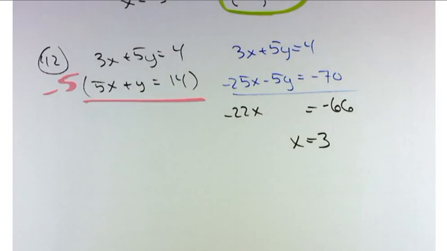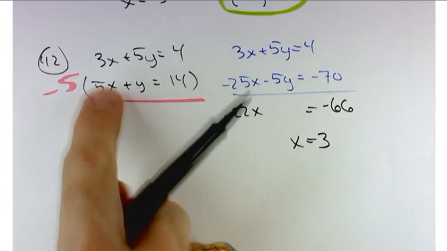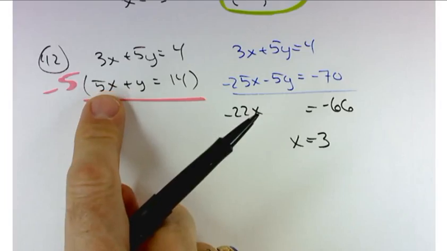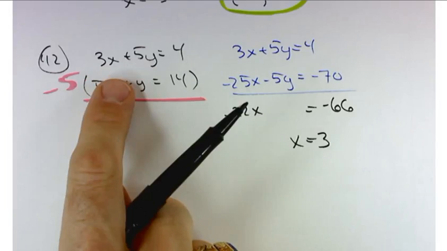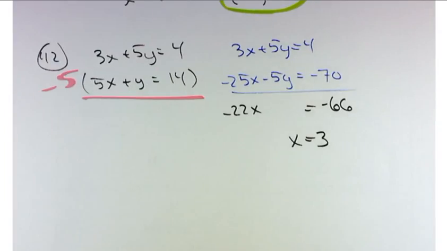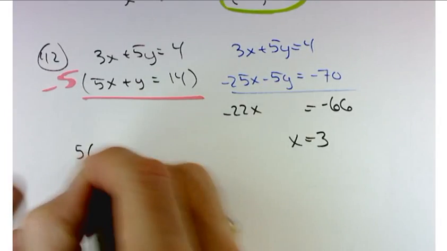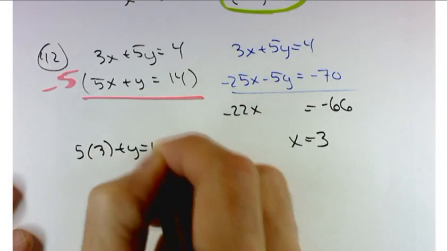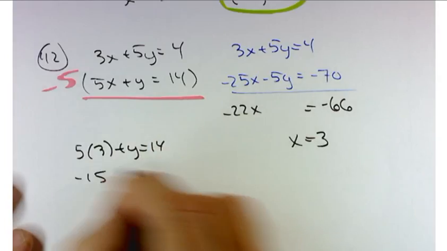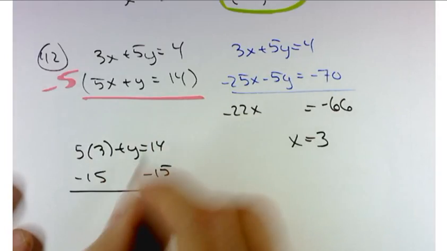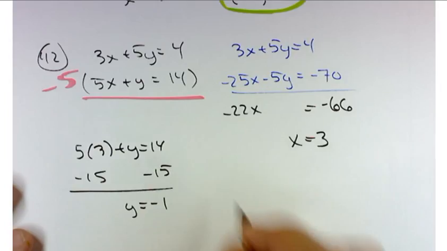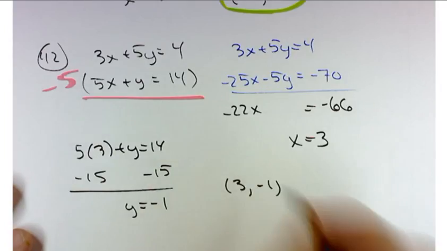Now, if x is 3, you can plug into either of these two equations and solve for y. I'm thinking the second equation looks easier. You can go with the first one. It really doesn't matter. 5 times 3 plus y equals 14. If I subtract 15 from both sides, I get y equals negative 1. So 3, negative 1.